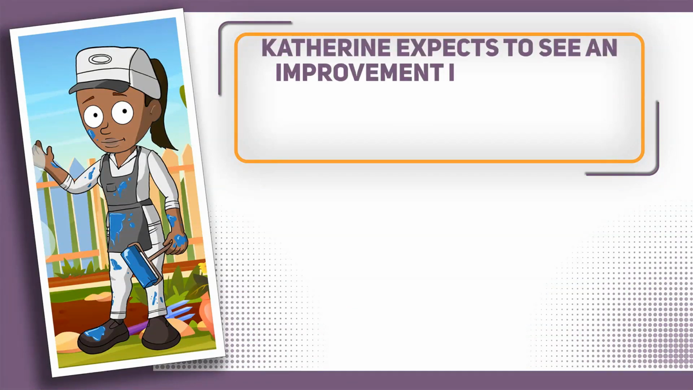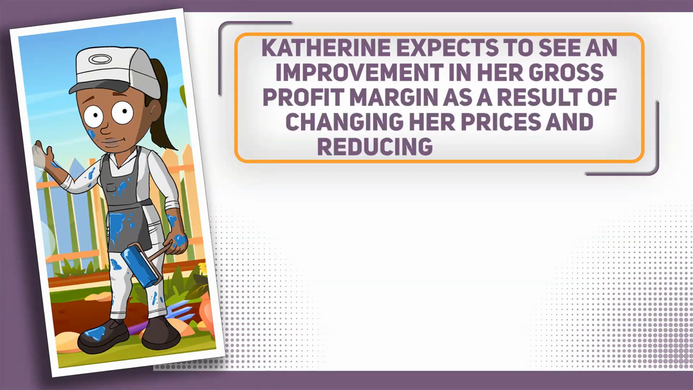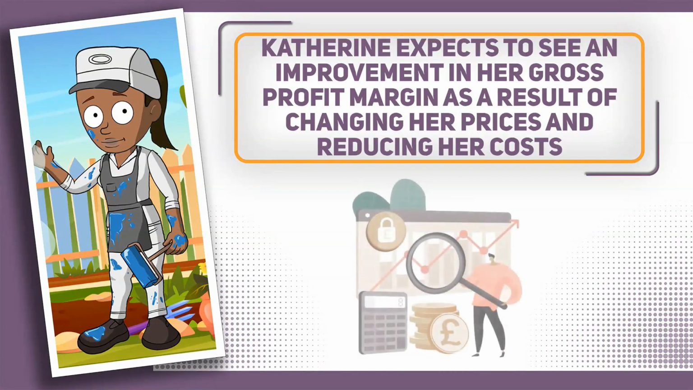Now Catherine expects to see an improvement in her gross profit margin as a result of changing her prices and reducing her costs. She sets herself a target of 45%, and she will use this as a comparison to see how well she is doing as she moves forward. Before we go any further, let's just run through a handful of other examples of this calculation being done. Keep in mind, in these examples I have already calculated the sales revenue. If you're not sure how this is done, then check previous videos introducing this concept.